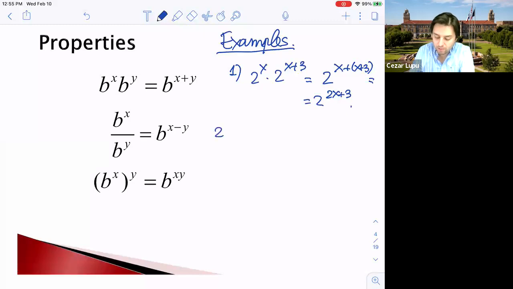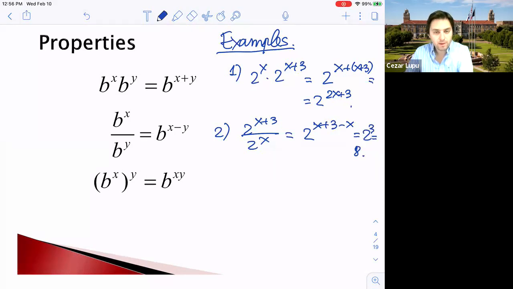Now let's see the second one. What if we have something like this, 2 to the power x plus 3 over 2 to the x. As you can see, I'm dividing two exponentials with the same base, but with different exponents. So this would be 2 to the power x plus 3 minus x, which will give us 2 to the power 3, which is 8, right? So this is how you operate with these.